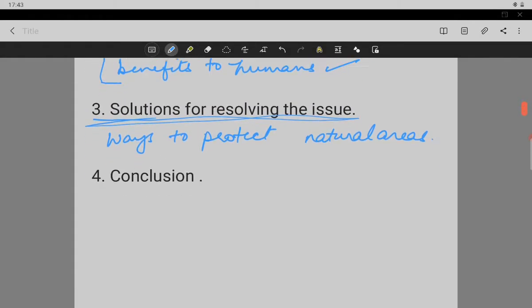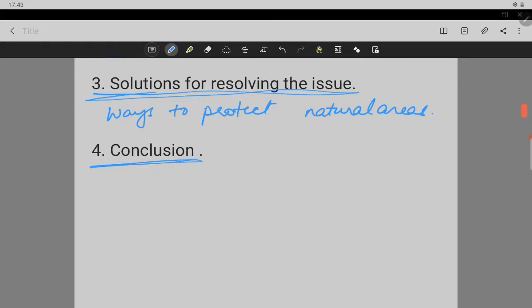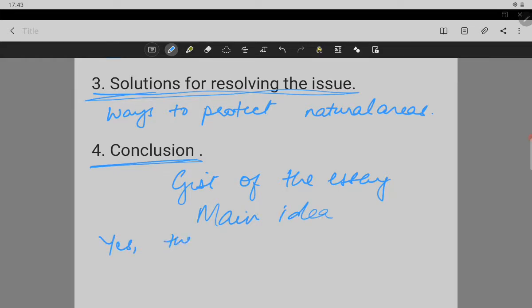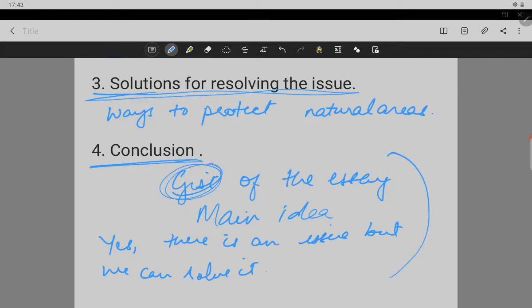Finally, the fourth paragraph will be a conclusion. Conclusion, you have to give gist of the essay or main idea. We will say that yes, there is a problem, there is an issue, but we can solve it, right? So we have to give the gist. Gist means the main idea of whatever we are talking about. That will be our conclusion. We will sum up the whole thing.